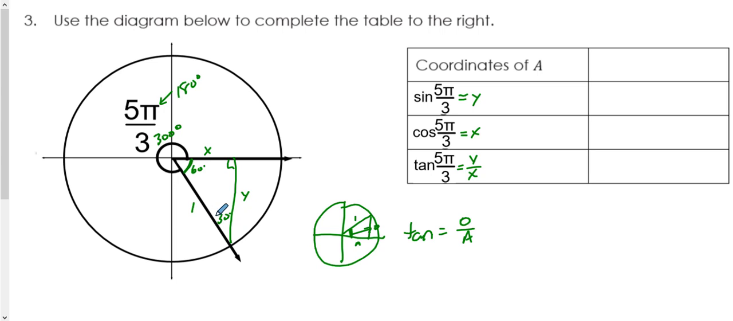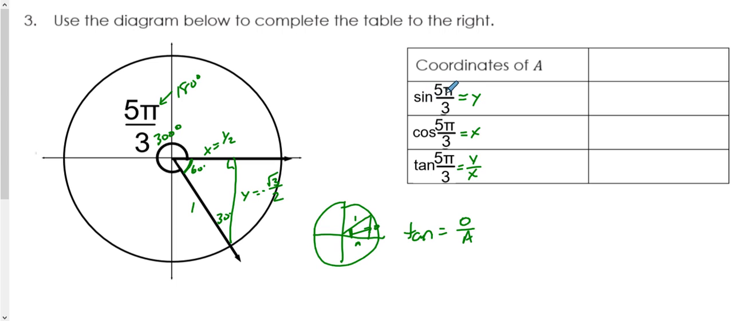If this is 30, that means this is the 1/2. Remember, the side that's across from the 30 is always 1/2 in a unit circle. That means this side, the side that's across from 60, is always, always, always square root of 3 over 2, right? But this is going right, so this is positive. This is going down, so this is negative. Okay, so far these are going to be actually really easy to find.